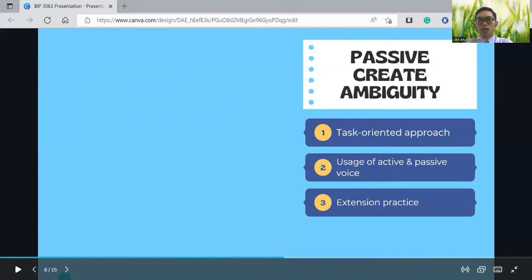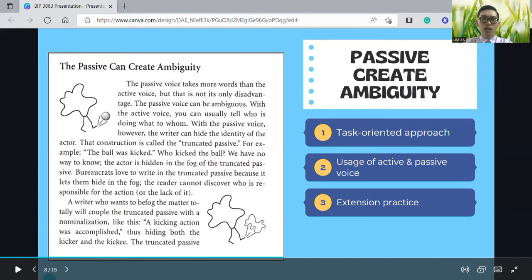In the next article entitled Passive Can Create Ambiguity, the author employed a task-oriented approach in which learners are required to use active voice instead of passive voice. In this approach, learners will perform tasks inspired by real-life communicative activities in professional settings, while ordinary English learners use active and passive voice alternately. These legal professionals must be cautious in choosing between them because a bad choice can be fatal in court.